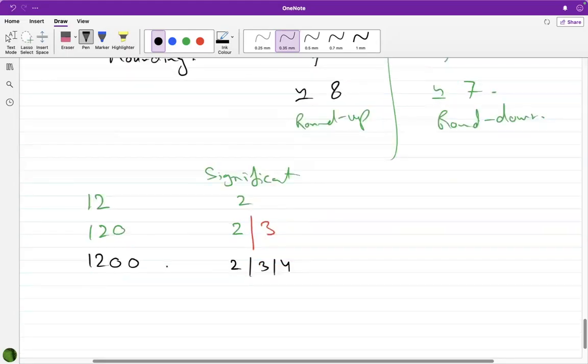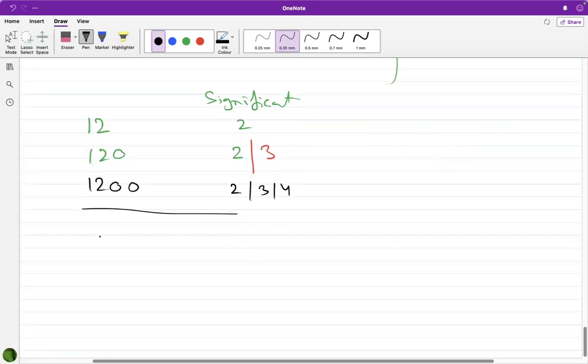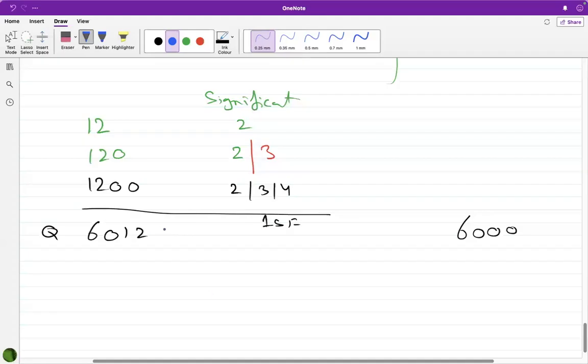How is that happening? For example, we have a number, let me say this is my answer, 6012. This is the question. And I ask you to round it to one significant figure. What would it be? 6,000. That's correct. Question number 2. If I have this question 6012 and I ask you to round it to two significant figures, what would it be?